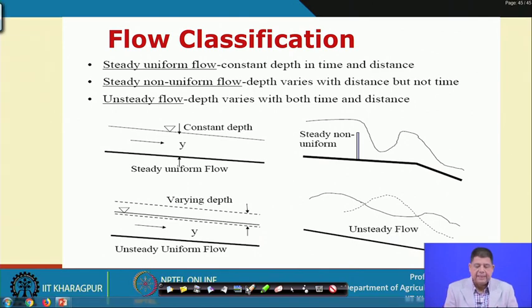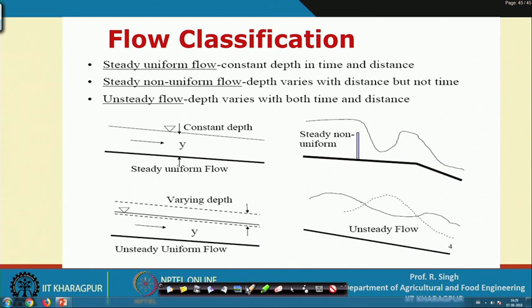If we combine these terms which we have just seen, the flow could be steady uniform flow, that is, there is a constant depth in time and distance. So, if you take a flow case where the flow depth does not change with the space, and if you take a particular location it does not change with time, then it is referred to as steady uniform flow.